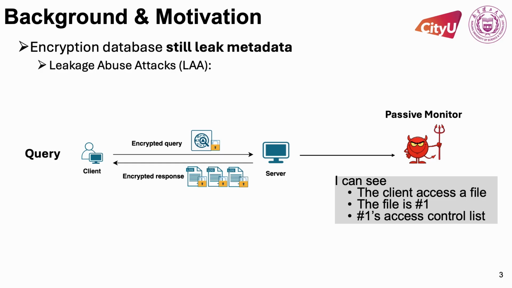While the database is encrypted, it has been demonstrated to be vulnerable to leakage abuse attacks. The figure shows a typical leakage abuse attack. The client proposes queries to the server and correspondingly receives encrypted files. The adversary passively monitors the querying process, aiming to reconstruct the user's original queries based on structurally equivalent leakages before and after encryption.